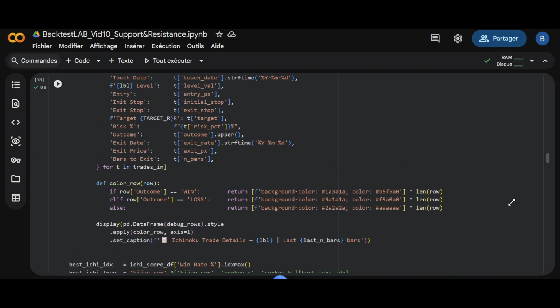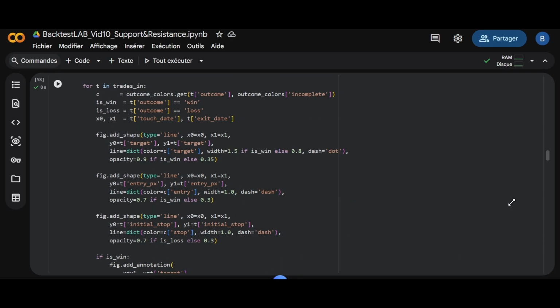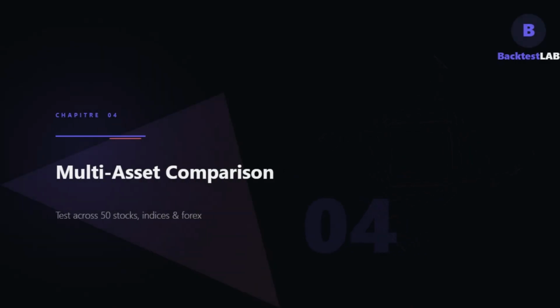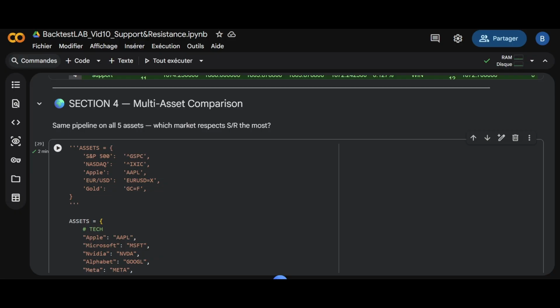So now what we can do, we can check the results on different assets before making any comparison. Until now, the results are not that interesting. So we can confirm this with different assets. We can use, for example, indexes, or we can use Forex.